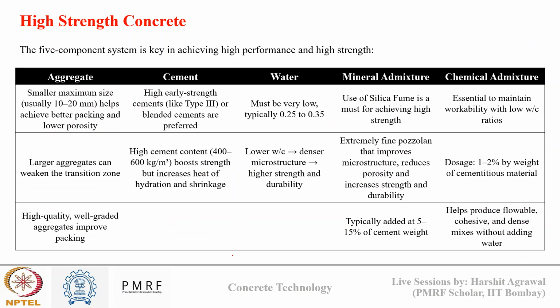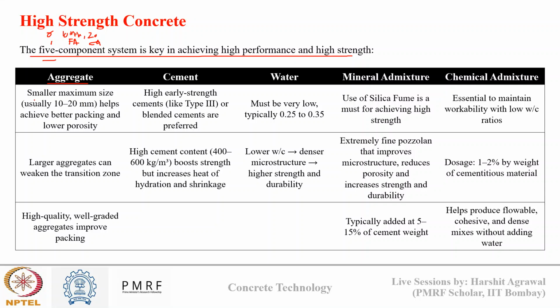Now, compared to conventional concrete, which is typically a four component system, a high strength concrete is typically a five component system, which is key in achieving high performance and high strength. In the lecture you saw this written as six because it separated 10 mm coarse aggregate and 20 mm coarse aggregate, and fine aggregate and coarse aggregate were taken separately, but I have clubbed them into a single heading, that is aggregates. That's why I'm saying a five component system. So you can see the very specific demands of the five component system required for high strength concreting.